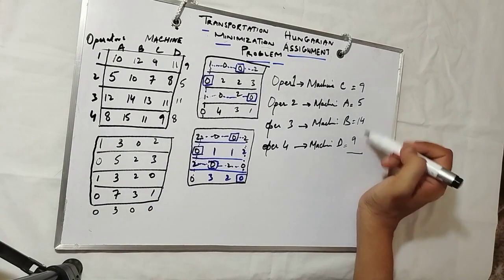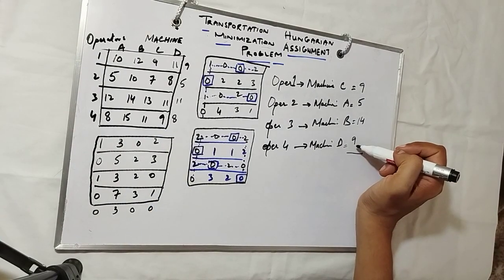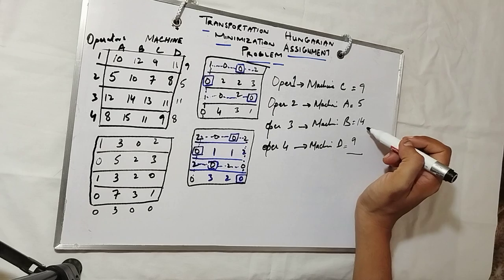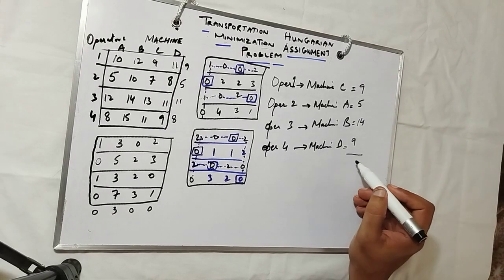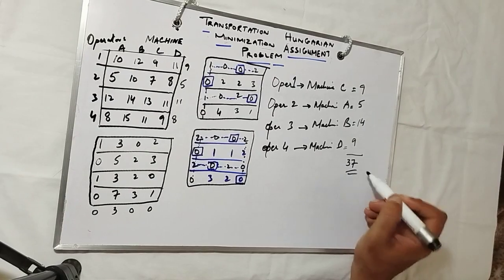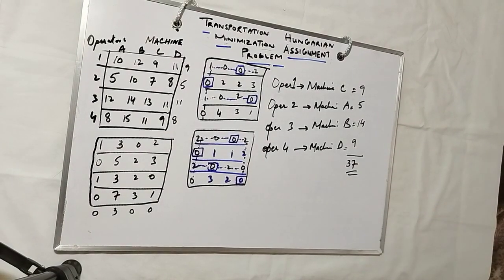So in total, 9 plus 9, 18. 18 plus 5, 23. 23 plus 10, 33. 33 plus 4, 37. 37 is the total time operators 1, 2, 3, 4 take to do the job. Thank you very much.